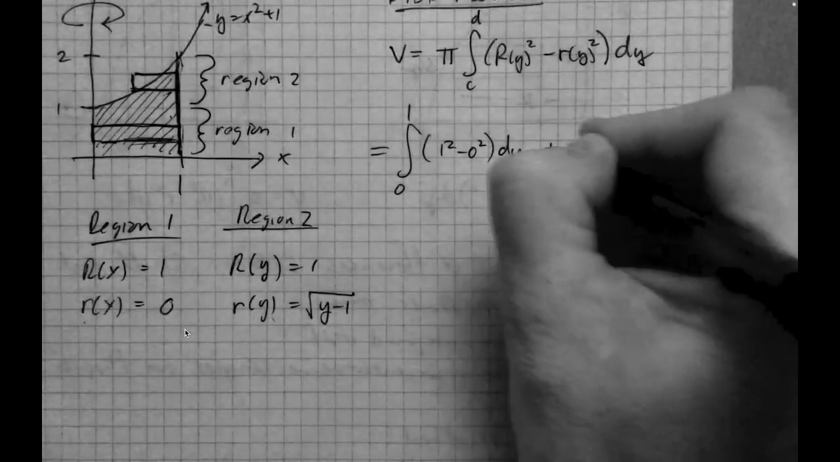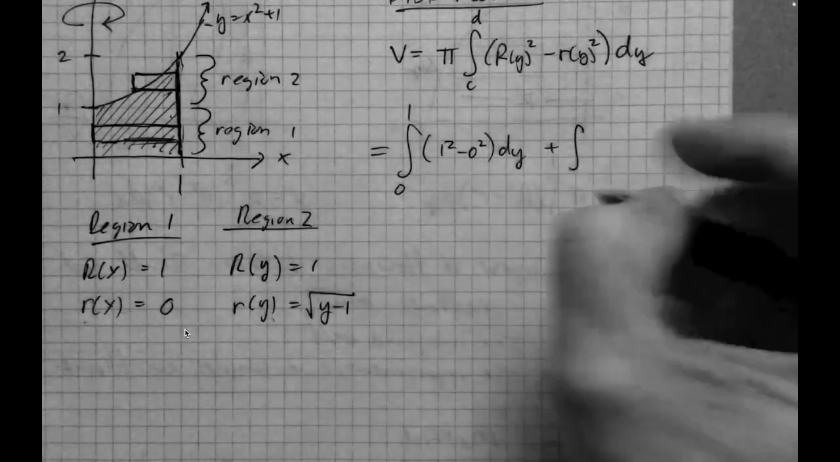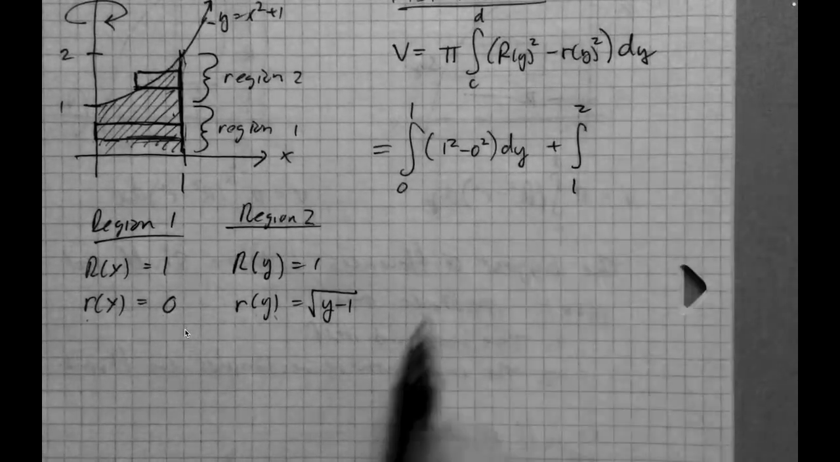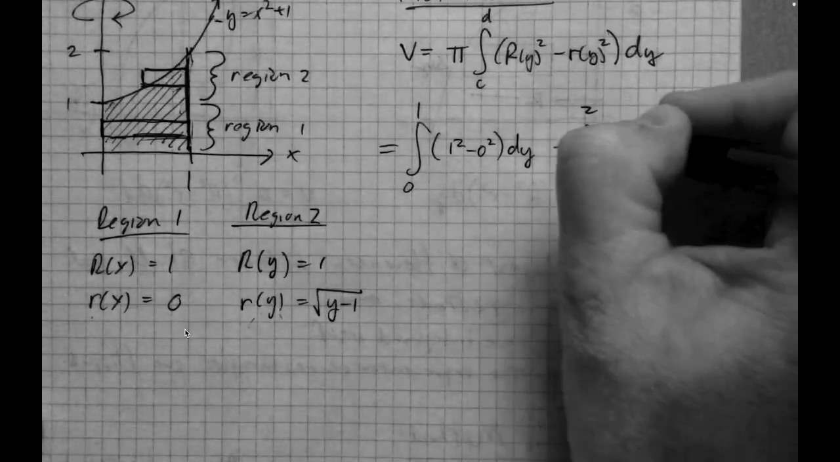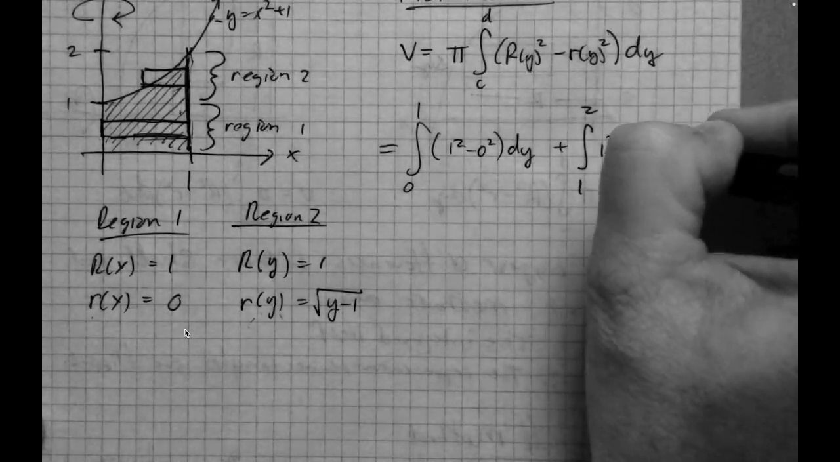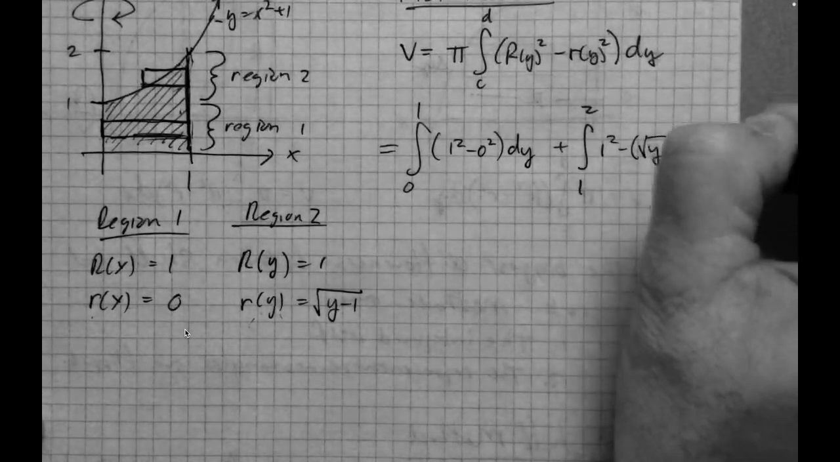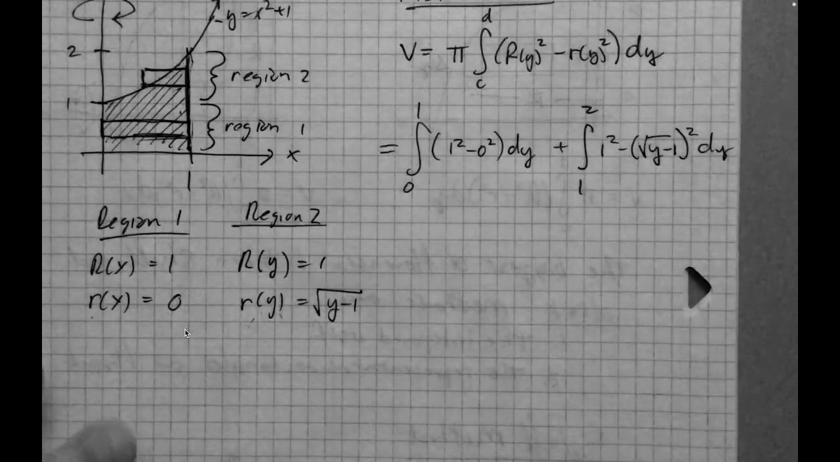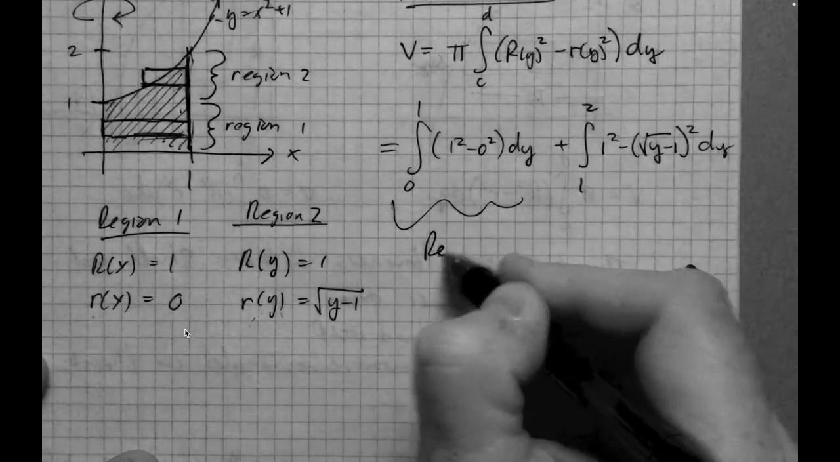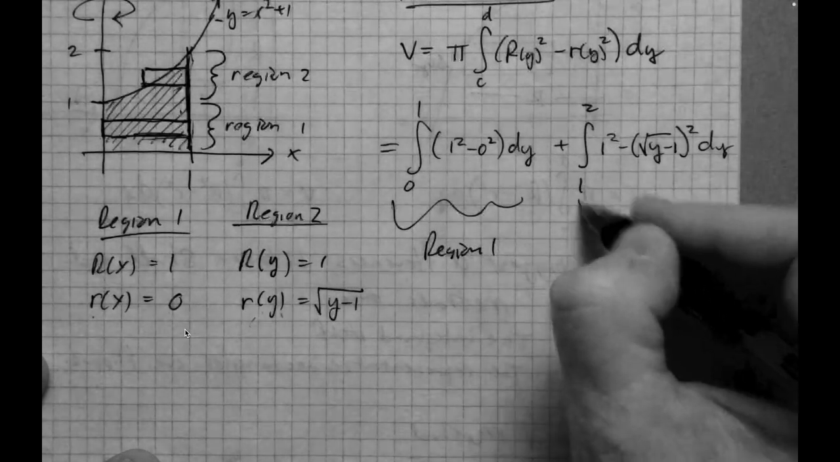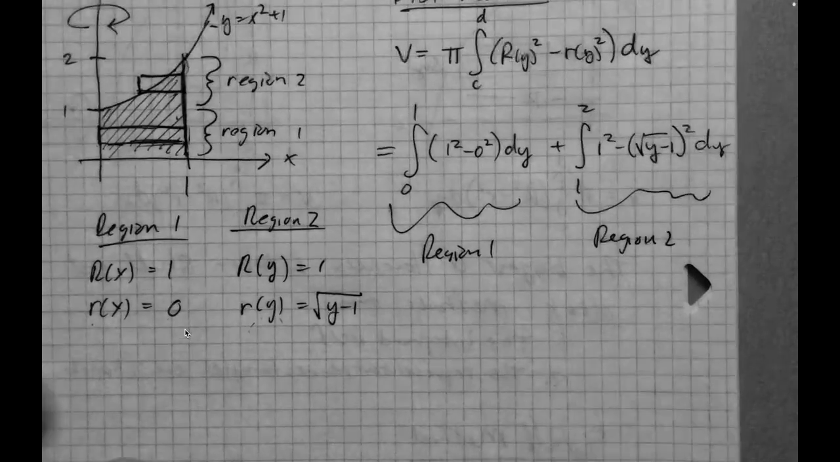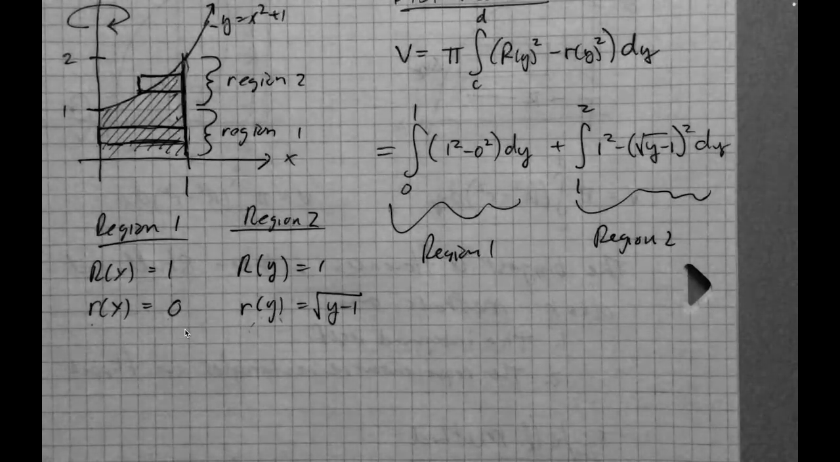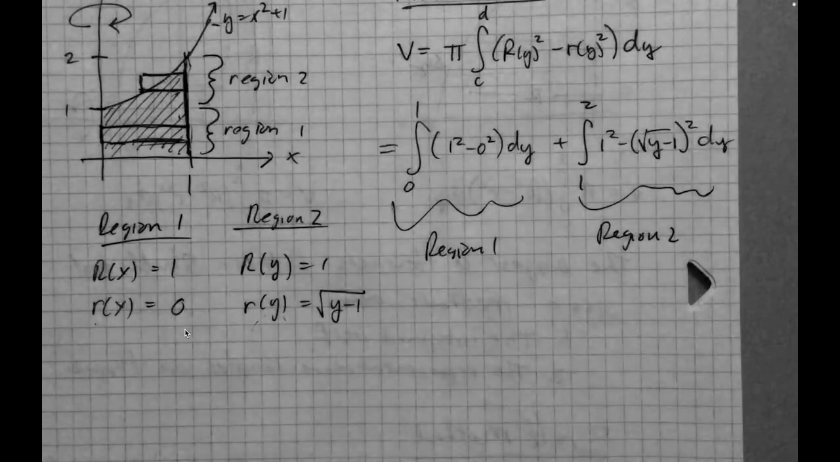Okay, plus the second region, which would be 1 up to 2. And there again, it's going to be big R minus little r, both of them squared. So it'll be 1 squared minus square root of y minus 1 squared. Right, so you have these two integrals, right? This one being your region 1, this one being your region 2.